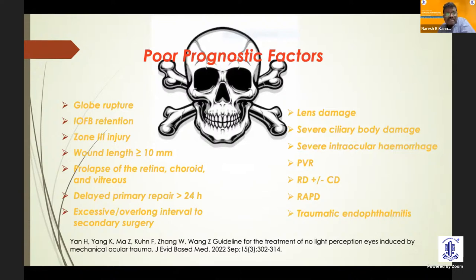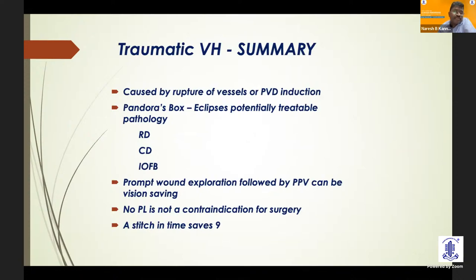And if we delay the primary repair for more than 24 hours, then it is going to give a very bad prognosis. Lens damage is somewhat controversial because in one of the cases where we did the lensectomy, the posterior segment, apart from vitreous hemorrhage, was fine. So lens damage is not always a very bad prognosticating factor in my opinion. If there is ciliary body damage or a severe intraocular or suprachoroidal hemorrhage, that causes poor visual outcome. PVR, of course, presence of RD, especially with CD, presence of RAPD, or traumatic endophthalmitis, all this leads to poor prognosis in any of these cases.